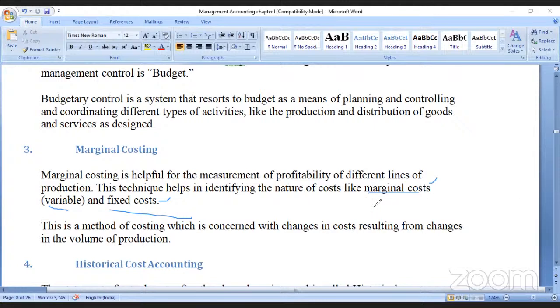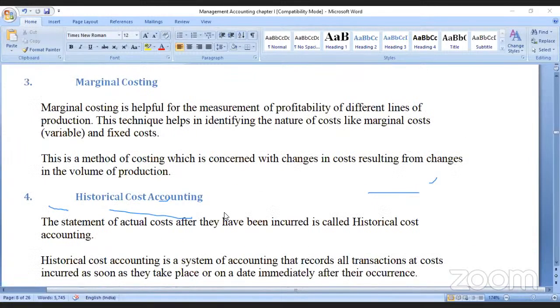Then next, there is a method of cost which concerns the cost resulting from change in value, right? I will show the graph. So this is the graph. Fixed costs remain constant. Either you produce a single product or you produce 100 products, the fixed costs remain constant up to a certain level. But the variable cost may differ. If the production increases, the cost also increases.